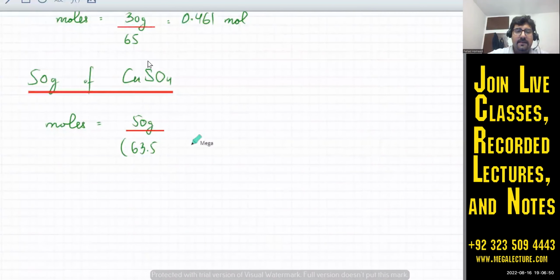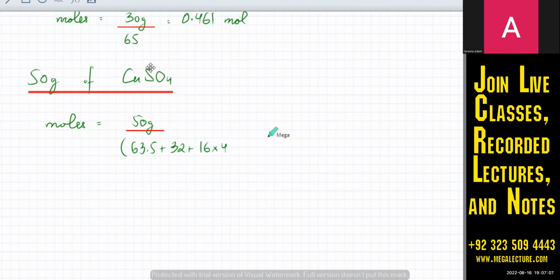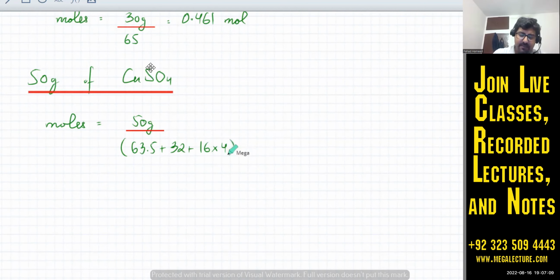Then the next one, that's sulfur. That sulfur is 32. So remember, your periodic table will be given to you. It's going to be with you in the exam. So you've got 32, and then you've got oxygen. There are 4 of them. Oxygen was 16, and that's 4 of them. So that's 16 times 4. That's how you calculate the molar mass.